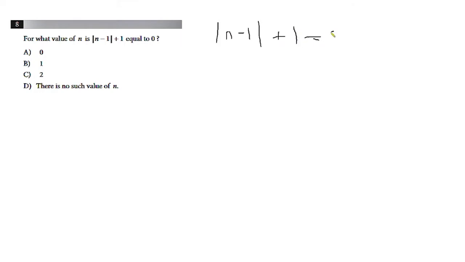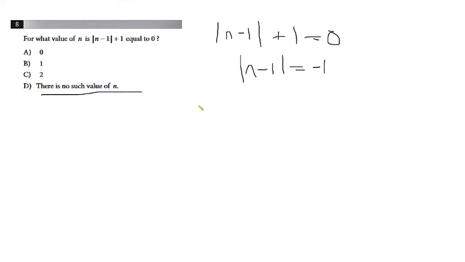And notice also we have ones and absolute values, which can get you confused, which is another trap of the problem. Okay, so you can't add 1 to the absolute value of anything and get 0, because absolute value has to be 0 or positive. So there are no solutions. You could also go like n minus 1 equals negative 1. Again, the absolute value can't be negative, so there's no such value.